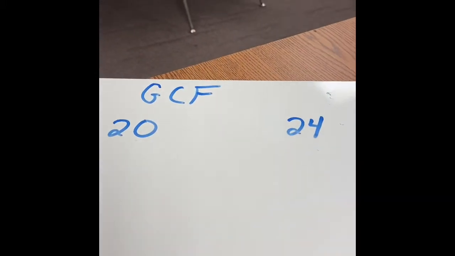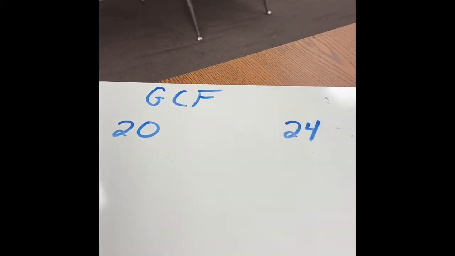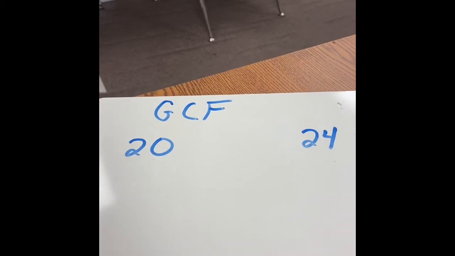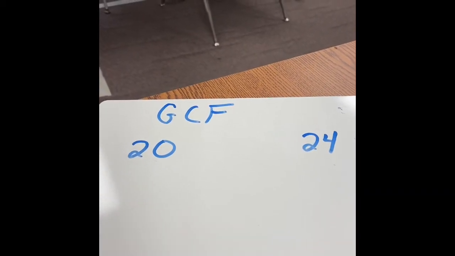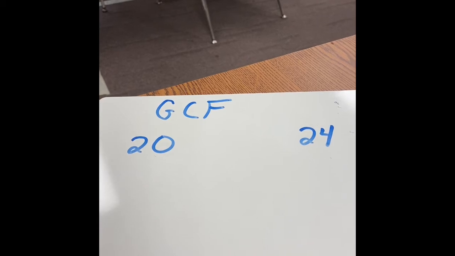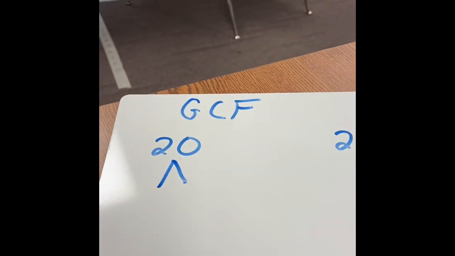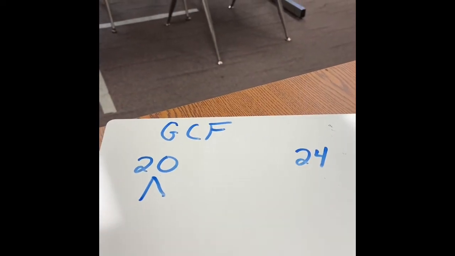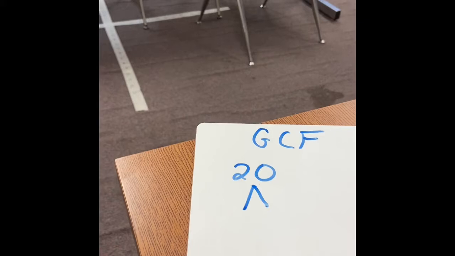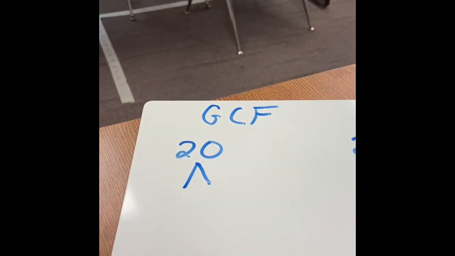Okay, so now we are going to use the prime factorization of 20 and 24 to find the greatest common factor. To do that, we have to find the prime factorization of each one. So 20, what multiplies to give us 20? You can use 2 and 10.